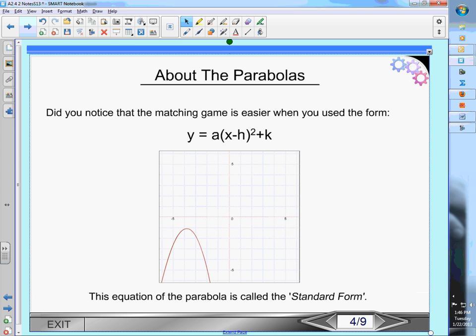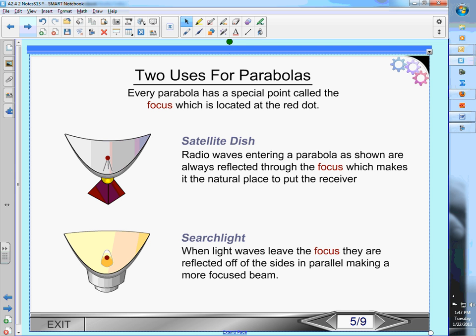this is parabolic form. It can also be in standard form. This is parabolic or transformational form. They talk about the satellite dish, a searchlight or a flashlight. Every parabola has a point called the focus, which in these pictures is located at this red dot.